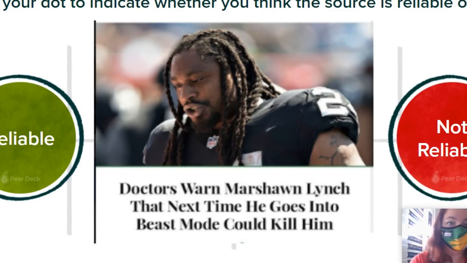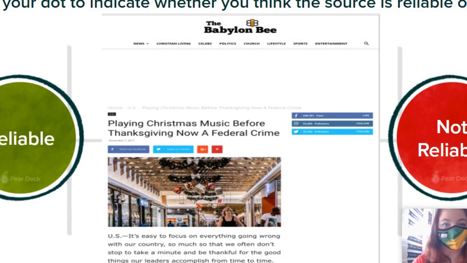Here's another one of doctors warning Marshawn Lynch that the next time he goes into beast mode, it could kill him, whether or not you believe this is reliable or not. Here we have one from the Babylon Bee, playing Christmas music before Thanksgiving, now a federal crime. Reliable or not reliable?